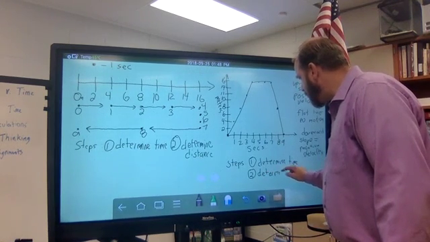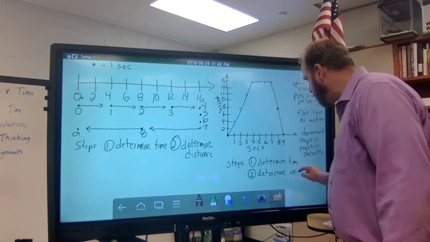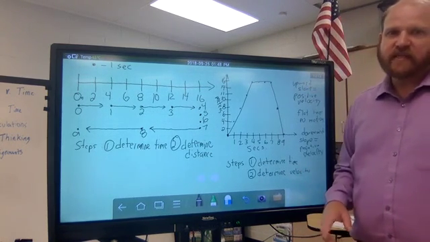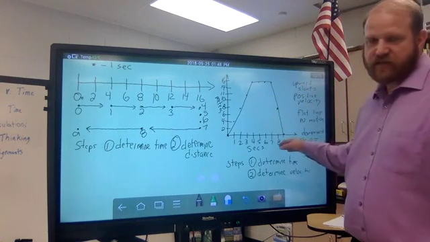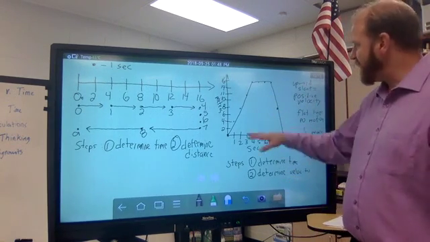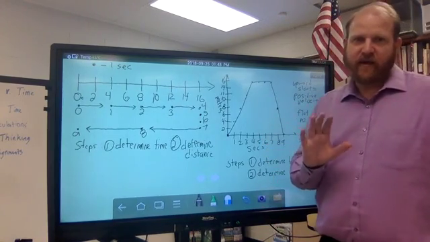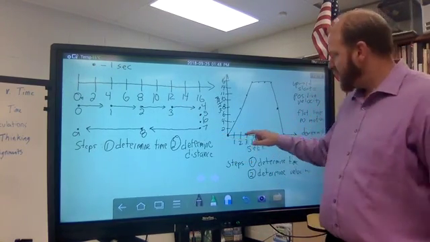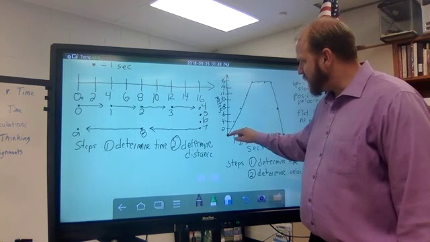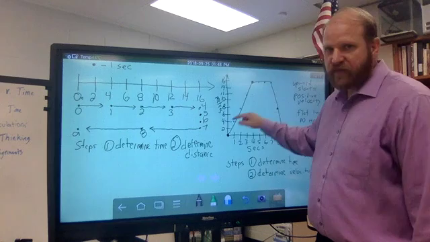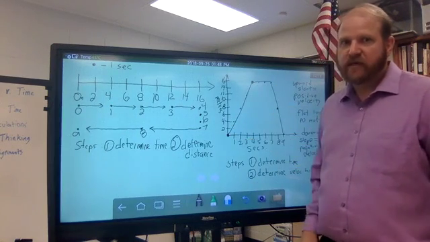Now I need to determine the velocity for every segment of this graph. So there are 3 major segments, and those 3 major segments are any time that the velocity changes. So I start here with my first segment. It goes from the 0 point to where the person or object stops. This is my first segment, and I'm going to call this segment A.